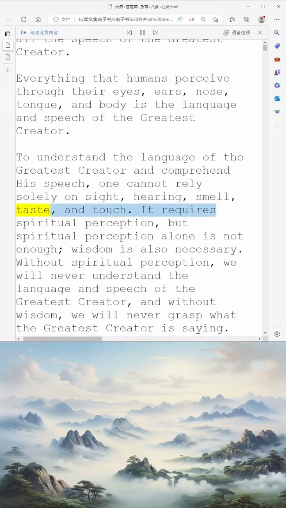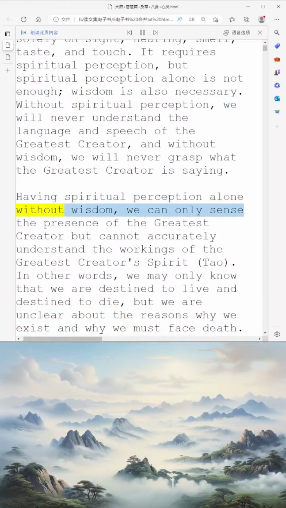To understand the language of the greatest creator and comprehend his speech, one cannot rely solely on sight, hearing, smell, taste, and touch. It requires spiritual perception, but spiritual perception alone is not enough. Wisdom is also necessary. Without spiritual perception, we will never understand the language and speech of the greatest creator, and without wisdom, we will never grasp what the greatest creator is saying. Having spiritual perception alone without wisdom, we can only sense the presence of the greatest creator but cannot accurately understand the workings of the greatest creator's spirit, Tao.